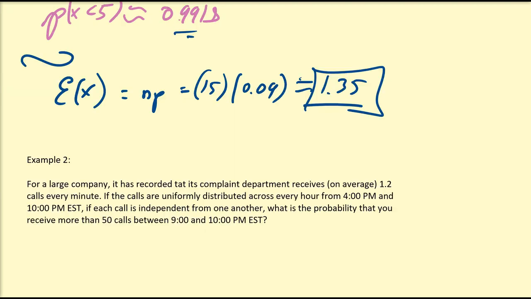Alright, so for our second example, let us assume a large company has recorded that its complaint department receives on average 1.2 calls every minute.